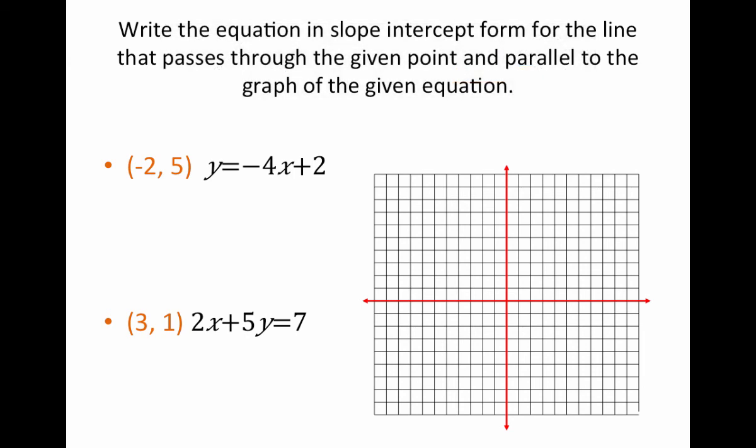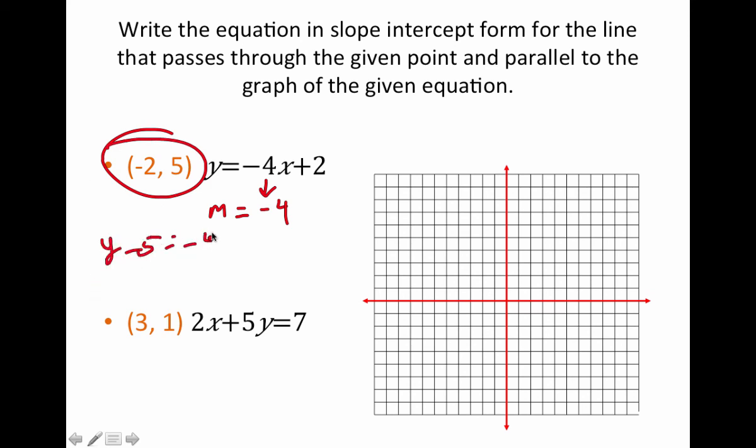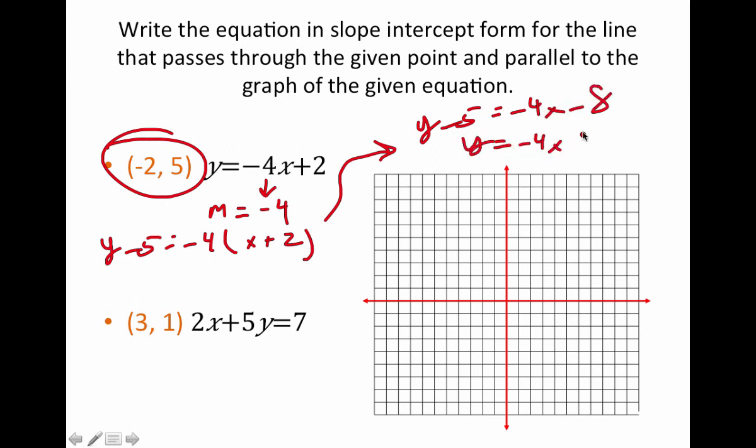Write the equation in slope-intercept form for the line that passes through the given point and is parallel to the graph. Parallel lines. Let's do the top one. Parallel lines. I know I'm going to have a slope of -4, and then I'm going to have this point. So I'm going to do y minus y1 equals m times x minus x1. And then we have that point in, now we want to simplify it. Y minus 5 equals -4x minus 8, so y equals -4x minus 3. And you can graph. -3, down 4, right 1, up 4, left 1, and boom.